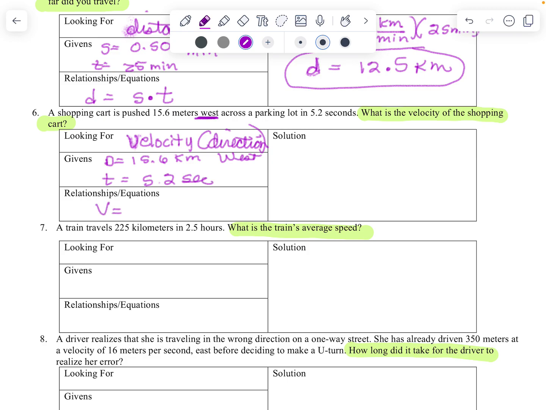And velocity equals distance divided by time. So our velocity will equal 15.6 meters divided by 5.2 seconds. So our velocity will equal, this one I'll let you solve, meters per second. And don't forget, velocity must have a direction. So it'll be traveling west.